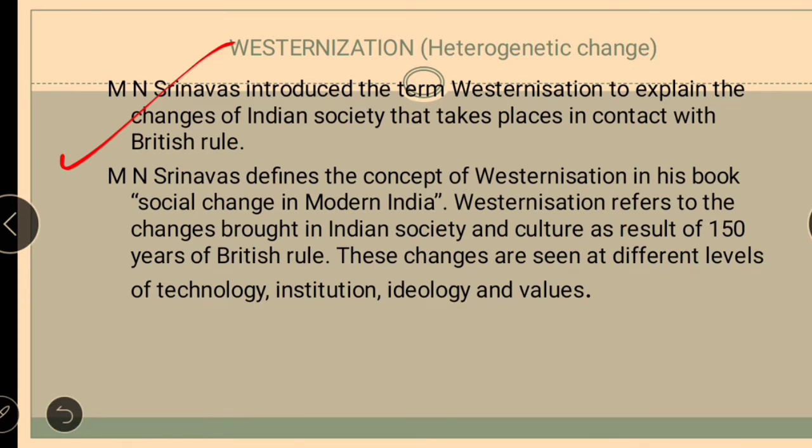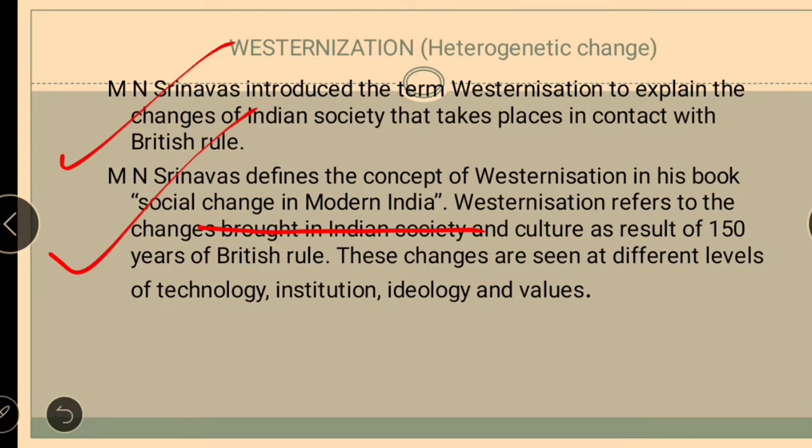Even institutional change means the educational pattern, or you can say the changing of the education pattern. Western education had broadened the traditional mindset of people. This ideological change is understood in Gandhiji's autobiography, where he wrote of educated Indians becoming English gentlemen in their dress, habits, choices, etc. So here I have given the concept of Westernization. He basically introduced this particular term in the book Social Change in Modern India, right?